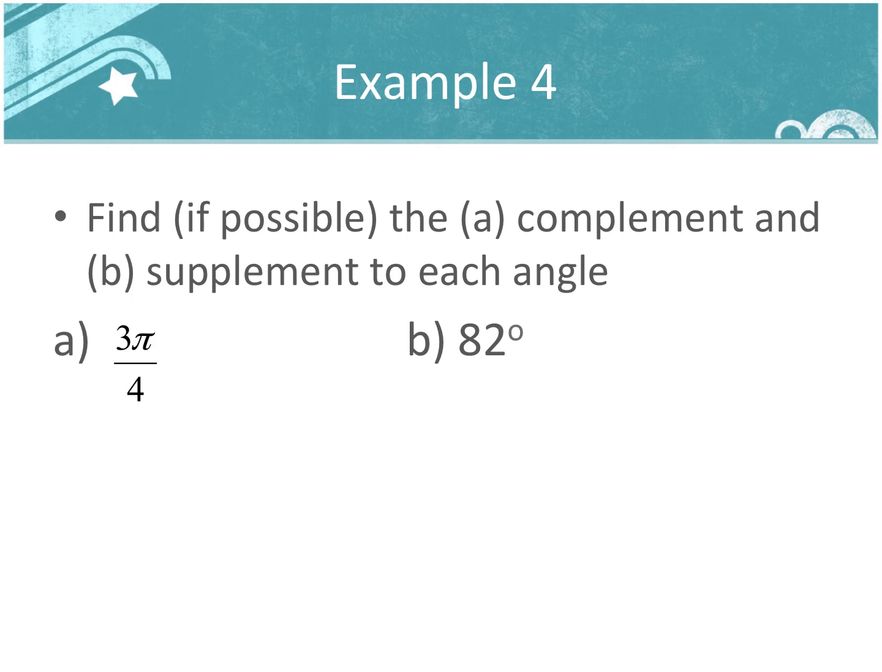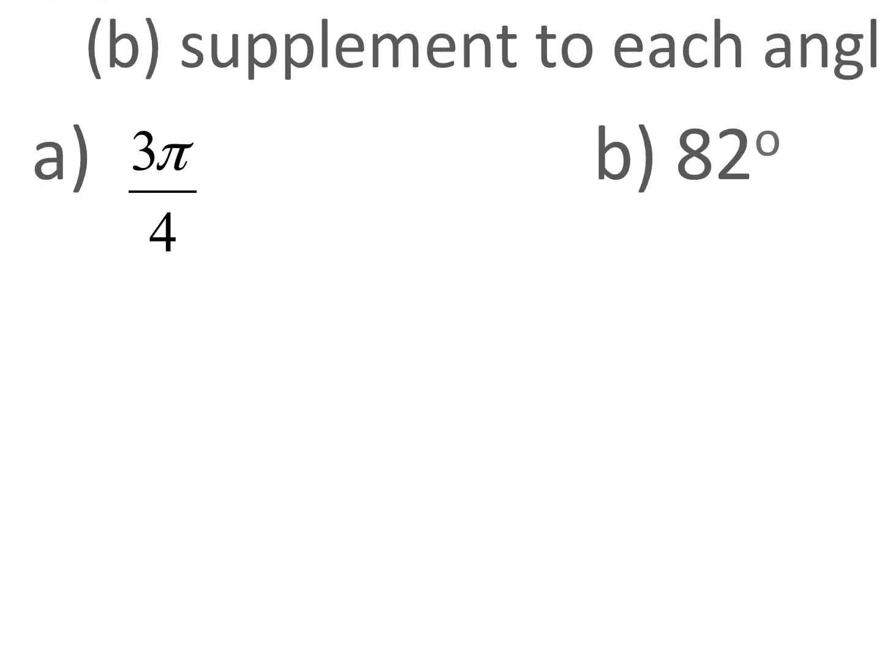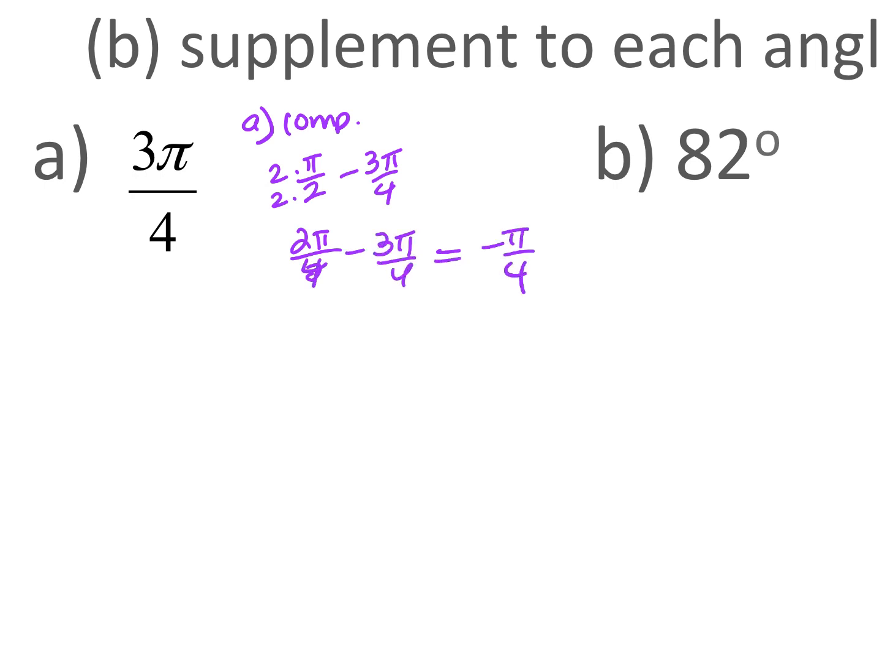All right, example 4 says, find, if possible, the A complement and B supplement to each angle. So A, complement. Let's try with this one. Complement, I'm going to subtract from pi over 2. Pi over 2 minus 3 pi over 4. There's a lot of denominator changing in this chapter. Multiply by 2. Does this have a complement? Could I save myself a lot of work by saying this is bigger than a half pi? Yep. There is no complement.